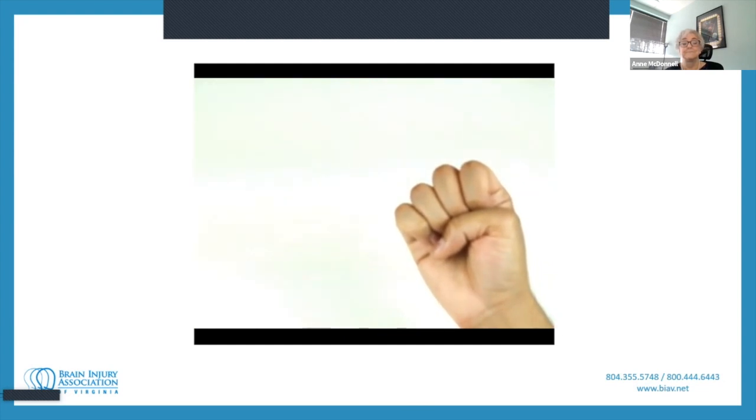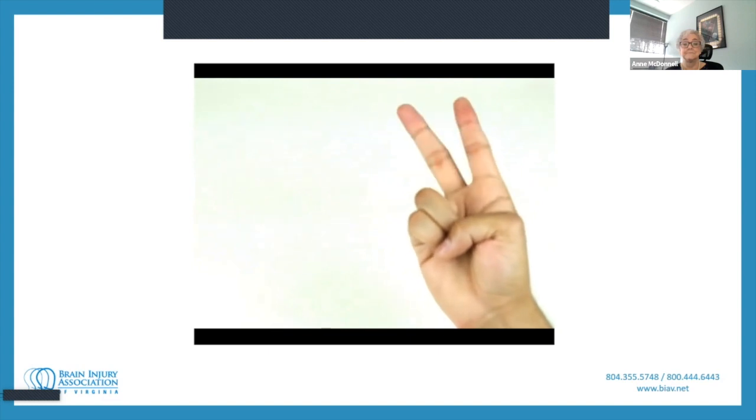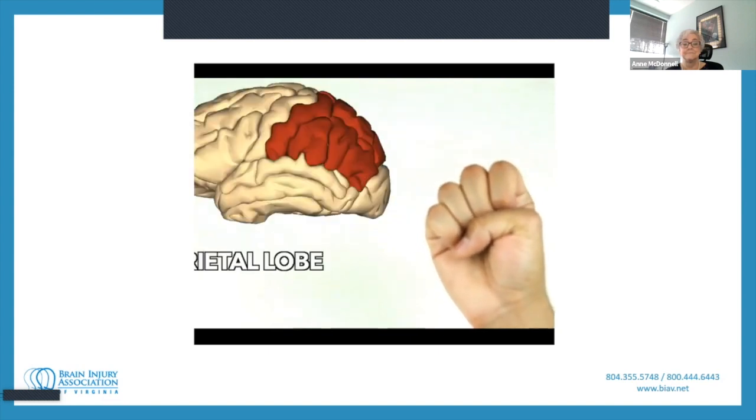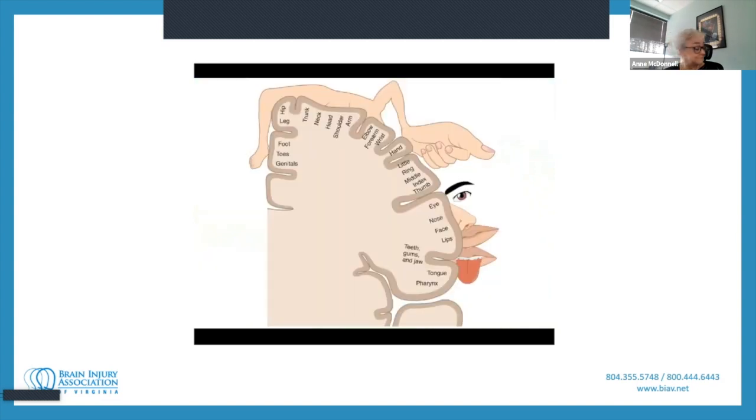If you extend your index and middle finger, you'll see the part of your hand that represents the parietal lobe. The parietal lobe integrates all the sensory information in your body. Your sense of space, navigation, and touch all get relayed here. But your brain doesn't prioritize each part of your body equally. Take a look at this homunculus map of the primary motor cortex of the brain. You'll notice that the brain prioritizes information from your hands and face.